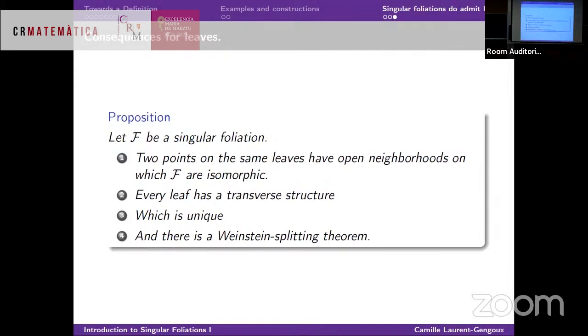Traveling over leaves, it's annoying, it's always the same thing. Transversals have an induced singular foliation. Any two transversals are isomorphic. Locally, you have a direct product.